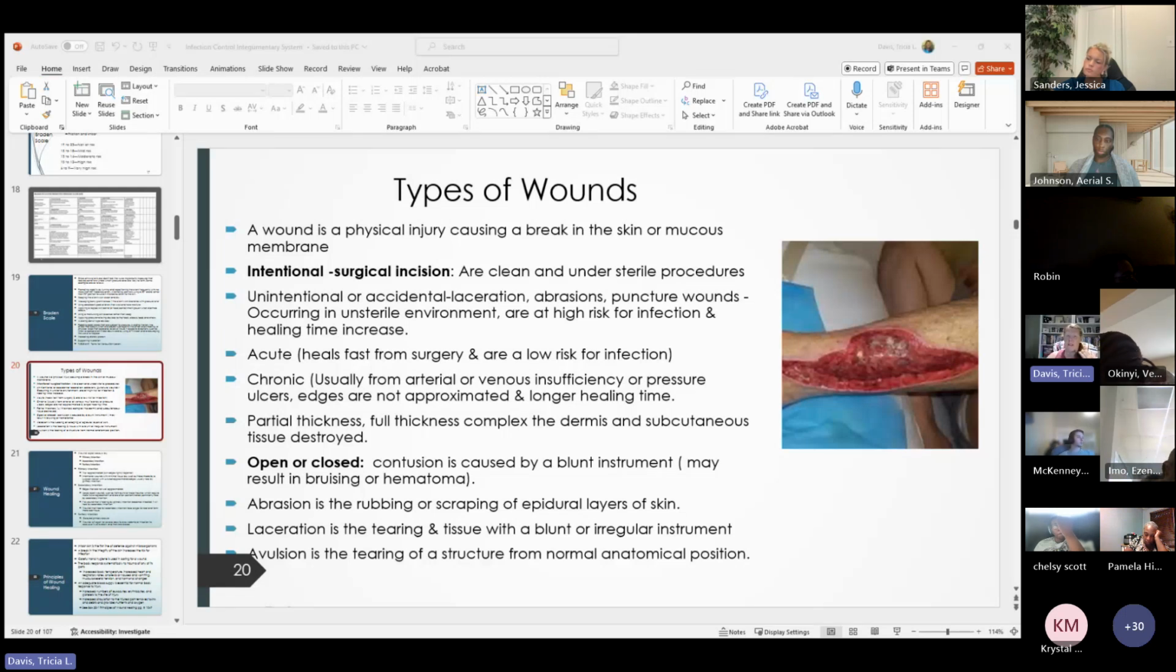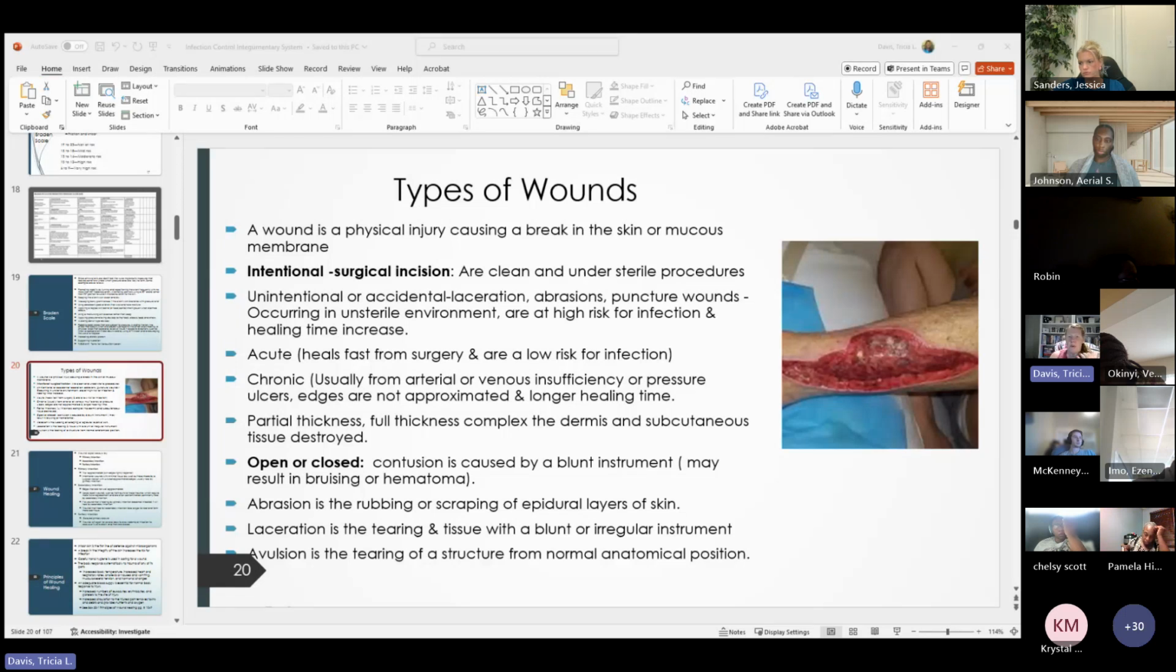So an acute wound would be a wound that heals fast, from surgery, and they're at a very, very low risk for infection. Chronic wounds, which we see all the time with patients that have diabetes or coronary artery disease. So thinking about patients that have any type of arterial or venous insufficiency, not getting good blood flow to and from an area, or your patients that have pressure ulcers, so decreased mobility, skin breakdown, or edges of a wound that are not approximated will take longer to heal as well.